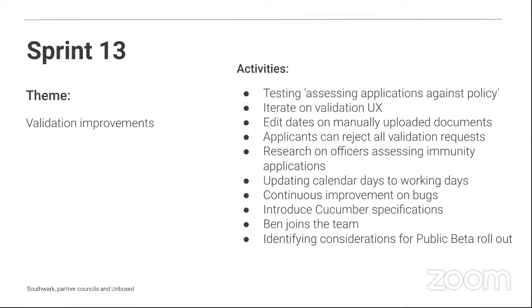We've also been working on iterating the validation user experience, and then some smaller tasks include editing dates on manually uploaded documents so that officers can be sure that they're using the right dates for those when they go onto the decision notice. We've been researching with officers on assessing immunity cases, and we've also been continuing to make improvements on any bugs that we have identified, and introducing cucumber specs, which we'll go into more detail a bit later on in this presentation.